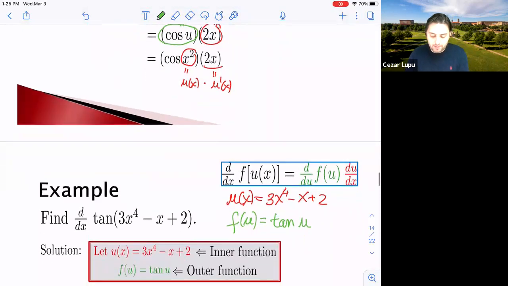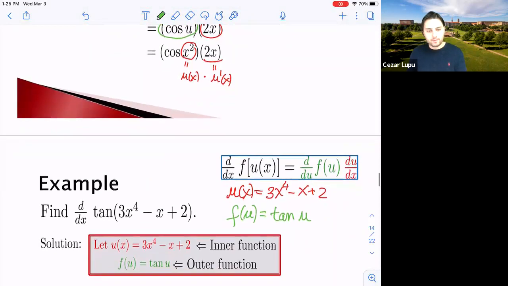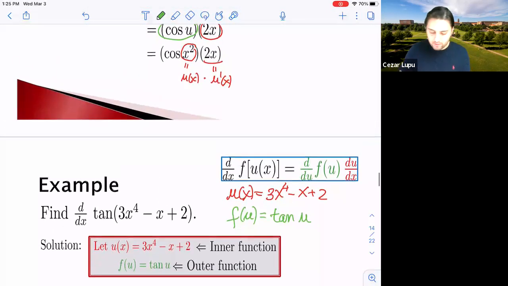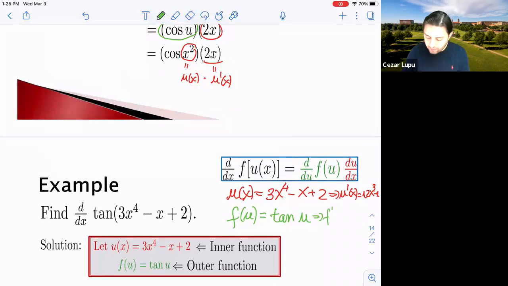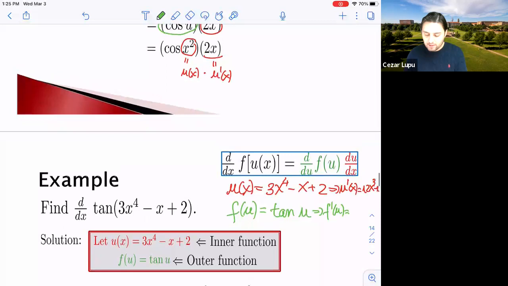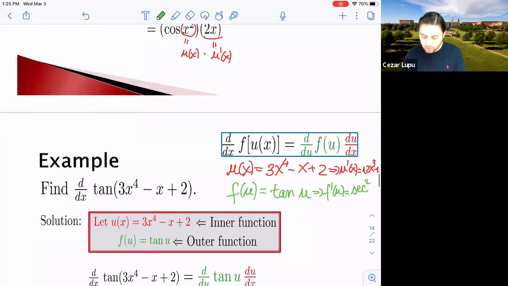So by applying the chain rule here, exactly like Frank also says. So in fact, the derivative u prime of x is 12x cubed minus 1. And what is the derivative of the tangent? f prime of u is what? The derivative of the tangent is secant squared of u.